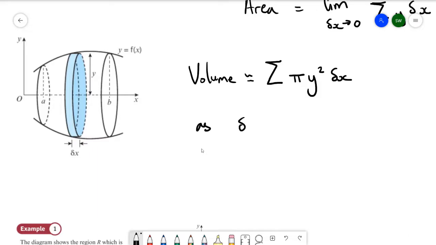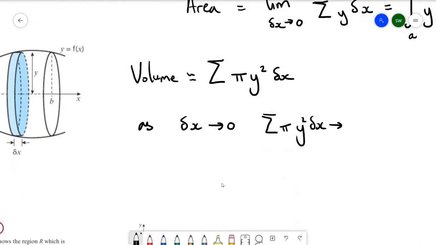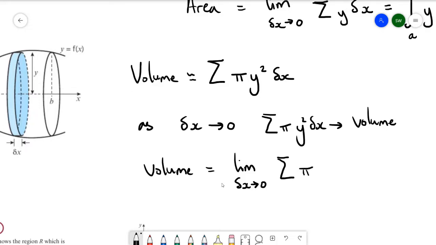As delta x gets closer and closer to 0, the sum of each of these cylinder volumes gets closer to the actual volume. So we can say that the volume is actually equal to the limit as delta x gets closer to 0. So we want delta x to get closer and closer to 0, and that will give us the volume of this sum here.